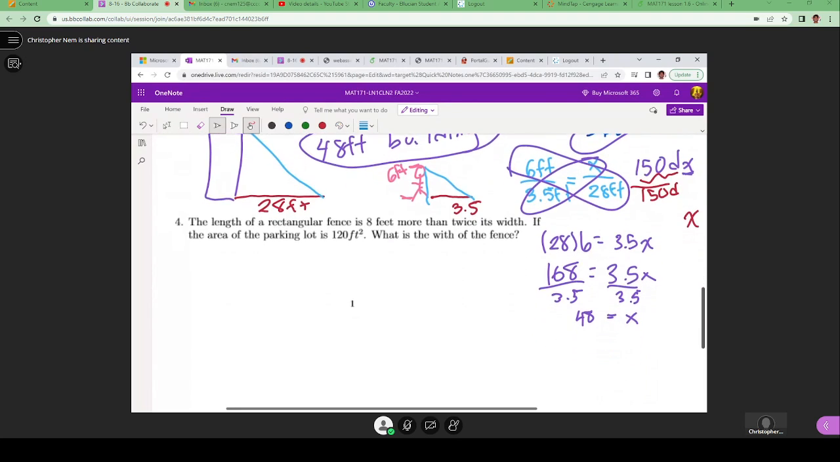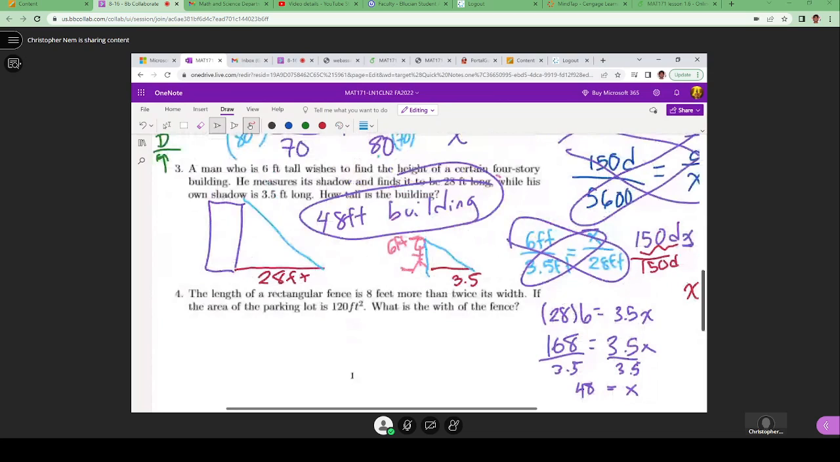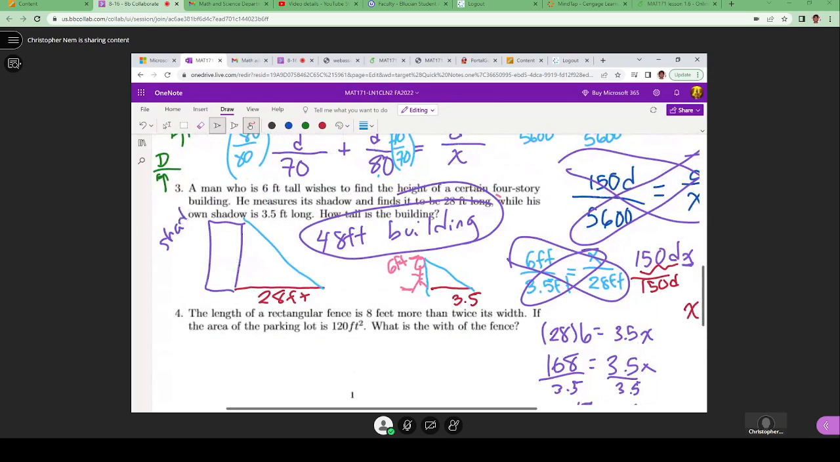All right, moving on to the next question. So I guess you could call this a shadow question. Shadow proportion. I call these proportions when you have to do ratios.